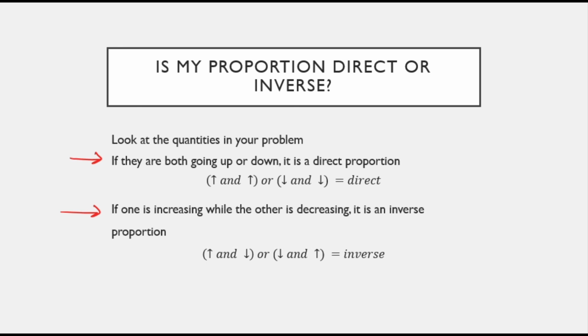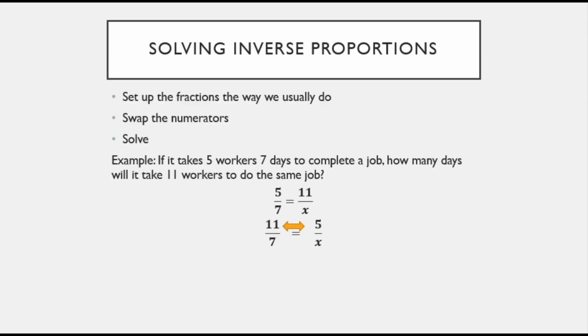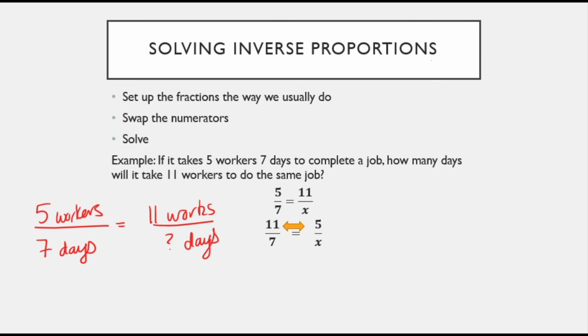So we need another method, or we need to bring that into our calculations. You would set things up the way you normally did, and I'm going to just write on the side here. If you have 5 workers and it took 7 days for them to do a job, and now what have you changed? You're going to take 11 workers, and you want to know how many days they'll take. If you solve this right now, it'll be solved as a direct proportion, and you'll tell me that it takes 11 workers more time to do the job than it took 5 workers. And that doesn't make sense.